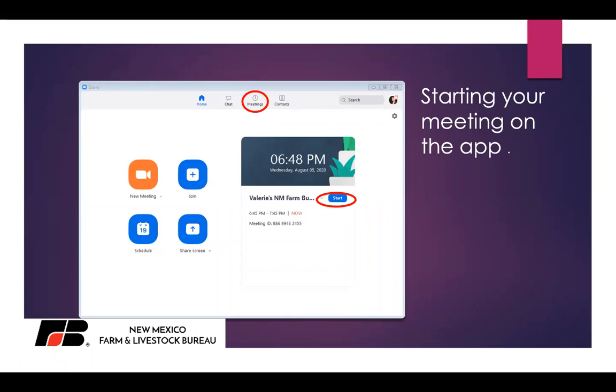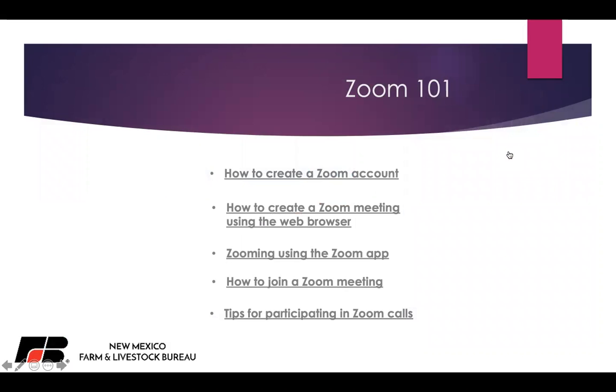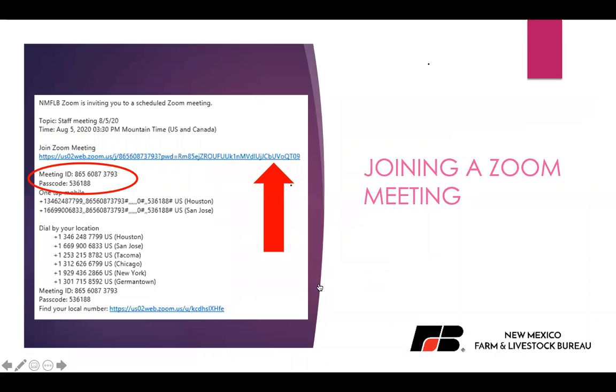Let's look at how to join a meeting someone else has started. There are a few ways to join a meeting someone else has started. One is to click on the link for the meeting. If you're not the one who created the meeting, then the link is usually in the email or the calendar invite someone sent you. The other way is to click the Join button on the app and enter the meeting ID and password.